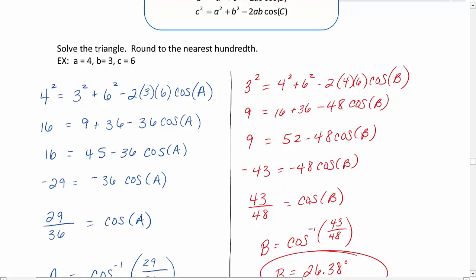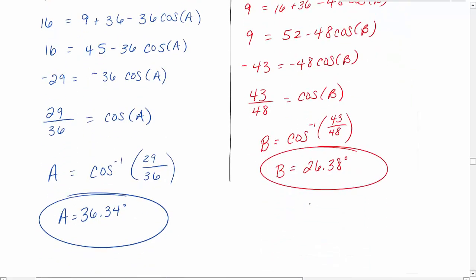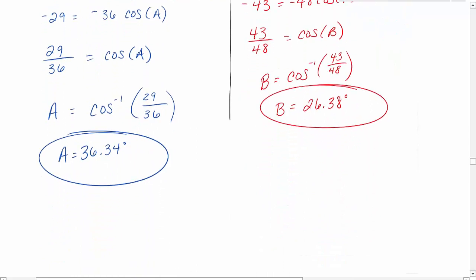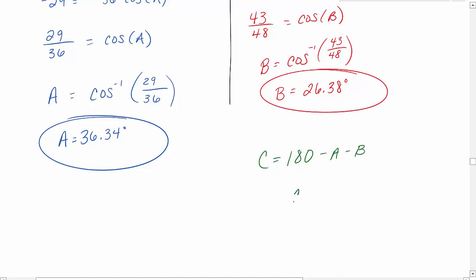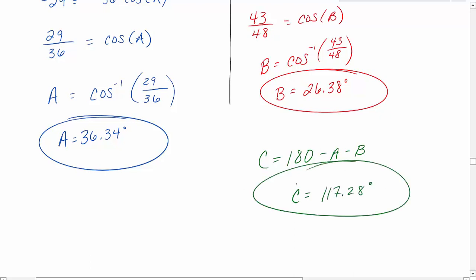Remember, what we're doing is solving the triangle, which means find all the angle measures and all the sides. We have the 3 sides, those were given. We found 2 angle measures, but now we need to find the third one, angle C. We know they all have to add up to 180 degrees, so we take 180 minus what we got for A minus what we got for B, and that gives us angle C, 117.28 degrees.